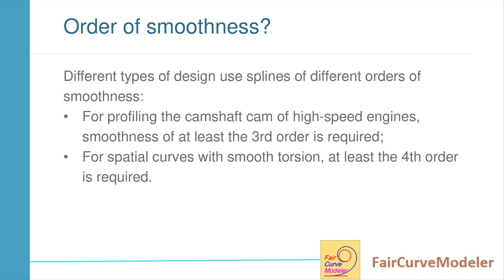To ensure continuity of the torsion function when modeling space curves, the curve must have third-order smoothness. A space curve with smooth torsion should have fourth-order smoothness, which follows from the analysis of the spatial curvilinear trajectory of the point particle. Only spline curves of the fifth degree or higher, with at least fourth order of smoothness, provide a smooth change in torsion and can be used to model functional curves.